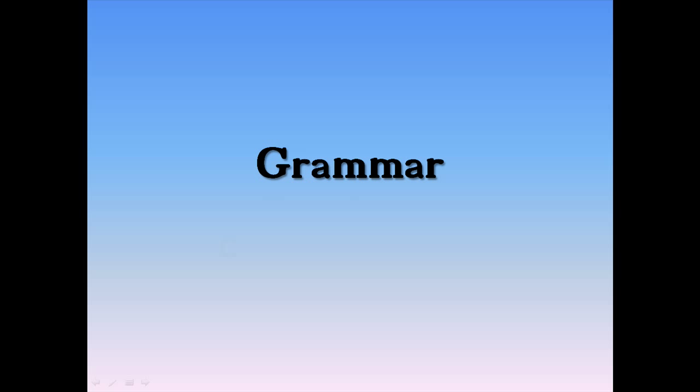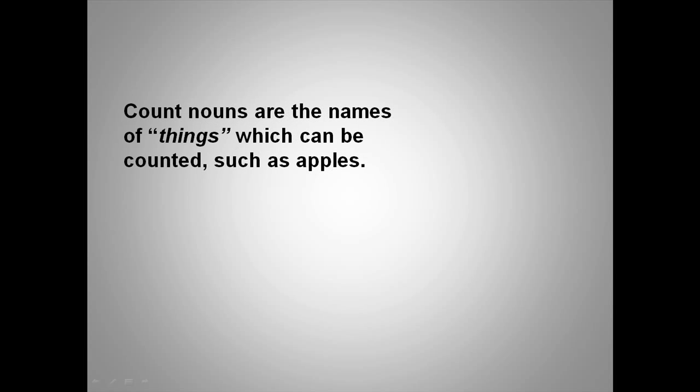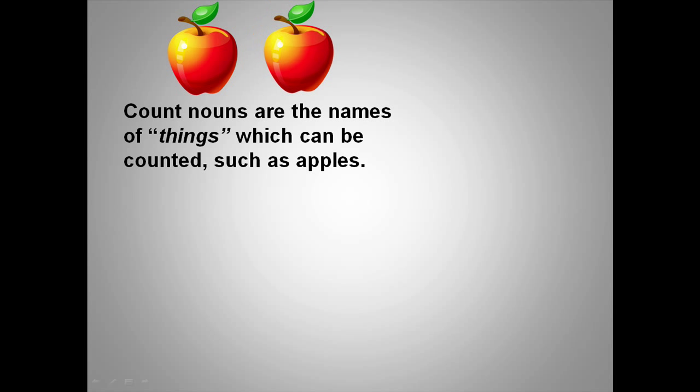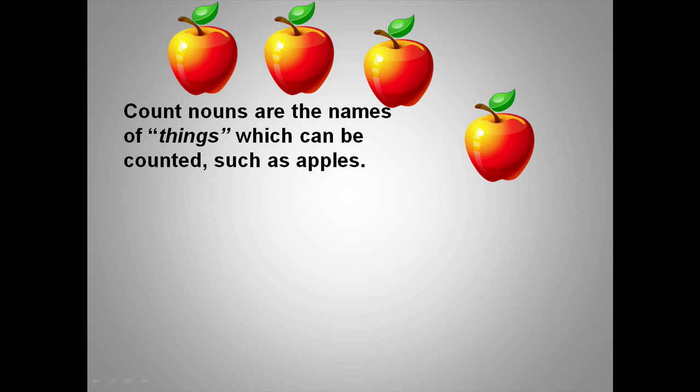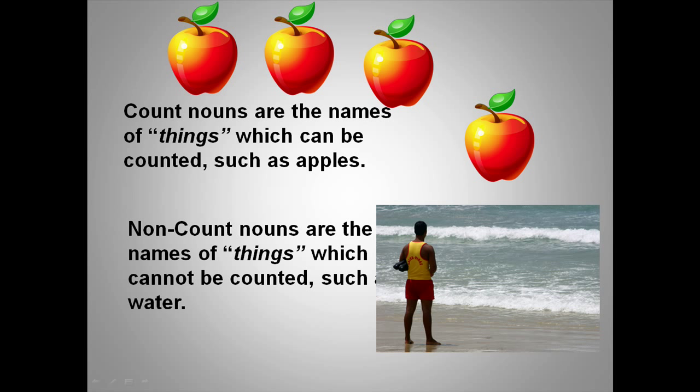In this video we're going to focus on countable and non-countable nouns. Countable nouns, or count nouns, are the names of things which can be counted, such as apples. 1 apple, 2 apples, 3 apples, 4 apples, several apples, and so on. While, on the other hand, non-count nouns are the names of things which cannot be counted, such as water.